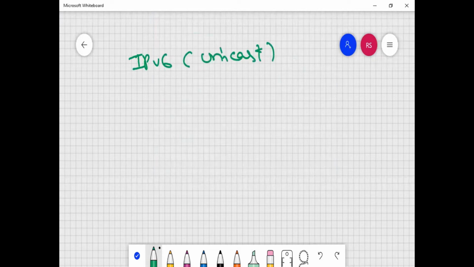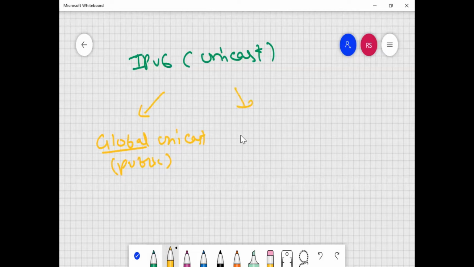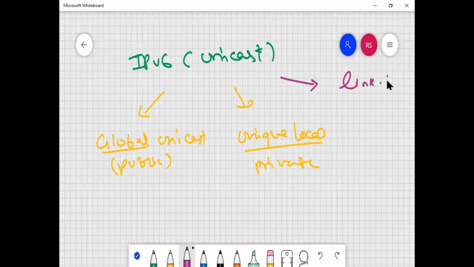Here, there are again three things. You need to understand very carefully. The three things are global unicast, unique local, and link local. The global keyword is a bit like your public IP routing. Unique local is a bit like your private IP address. And one more IP address is involved over here, known as link local. It is a very important IP address.